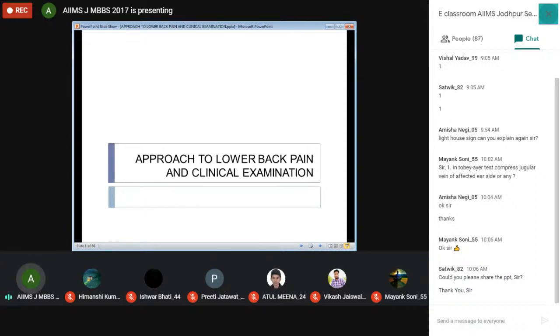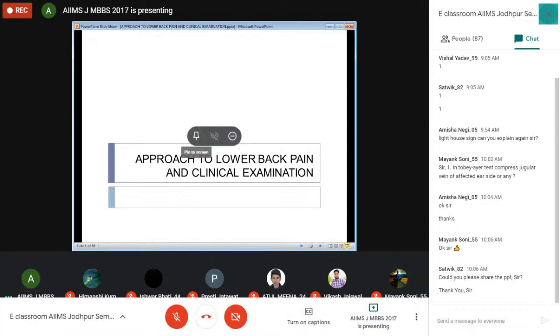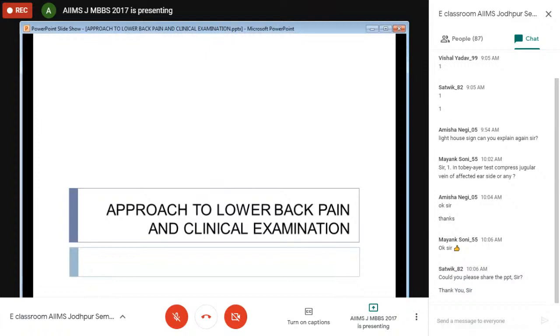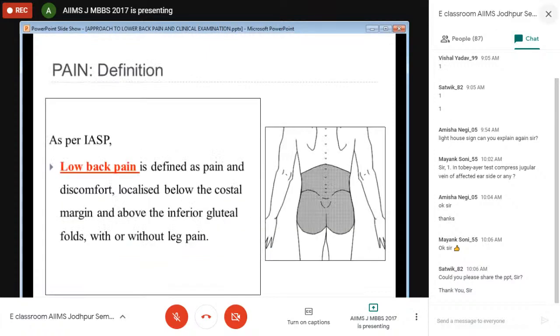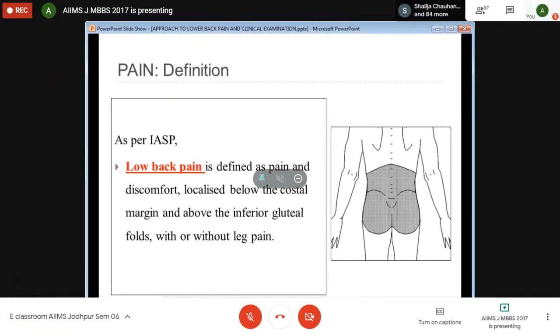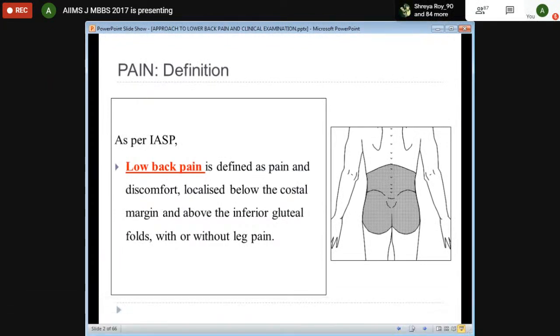Good morning, all. Today we'll have a talk on the approach to lower back pain and its clinical examination. Most of us are aware of low back pain. The newer definition of lower back pain given by the International Association for the Study of Pain, that is IASP: lower back pain is defined as pain and discomfort localized below the costal margin and above the inferior gluteal folds, with or without leg pain.